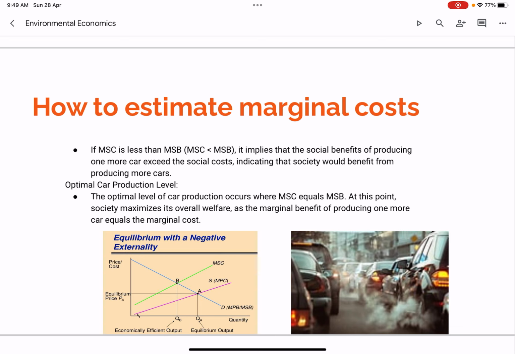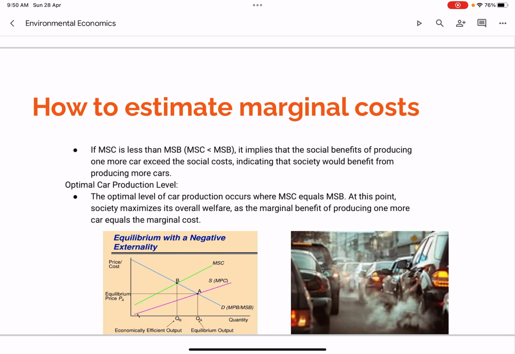But if you consider the societal good, then we need to not talk about the intersection of MPC, that is the marginal private cost, with the marginal private benefit. We need to talk about the marginal social cost intersecting with the marginal private benefit. So you see the point B, which is the new point, which has been arrived at by considering the external marginal cost because of negative externalities. So that point B is our actual optimum. The optimal car production has to be at point B, and that point B is when the MSC, that is the marginal social cost, equals the marginal private benefit or marginal social benefit.